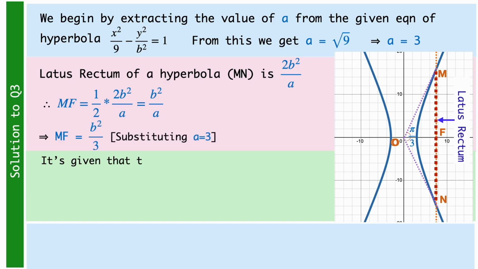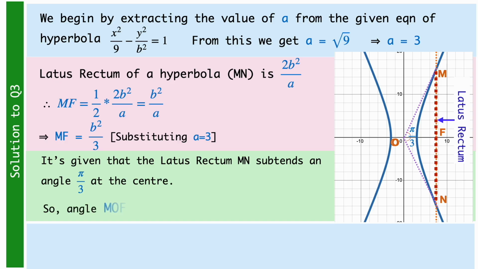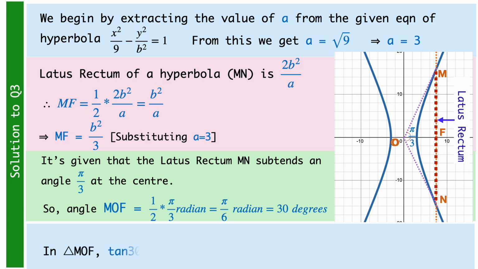It is given that the latus rectum MN subtends an angle pi upon 3 at the center. So the angle MOF is half of pi upon 3 radian, which is equal to 30 degrees. In the triangle MOF, tan 30 degree equals MF upon OF. Substituting the values of tan 30 degree, MF and OF in this equation, we get 1 upon root 3 equals b square upon 3c. Hence c is equal to b square upon root 3.